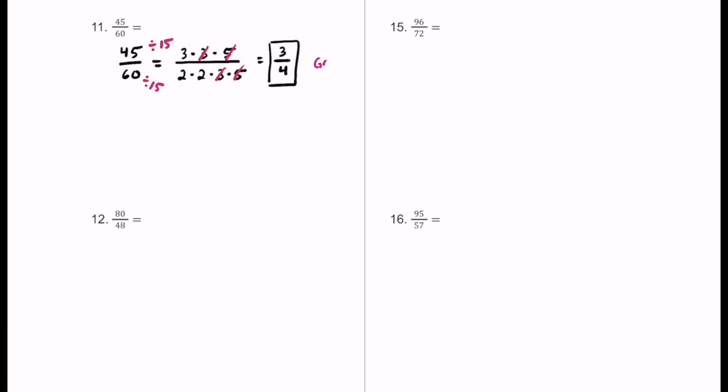So the GCF we used here was 15 when we divided them both by 15. If we're going to write it this way, we now know 15 is the GCF. If you didn't, you could have used 5 and 3, but now we know this is going to be 3 and 4 for the most simplified version. So 3 and 4 are relatively prime.